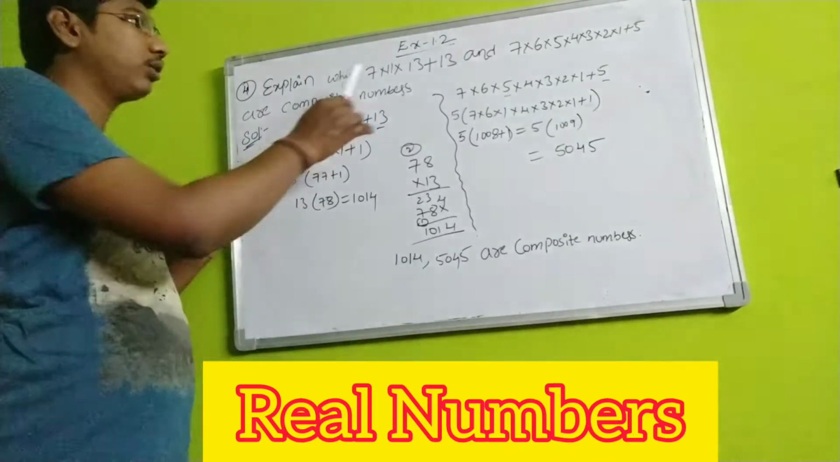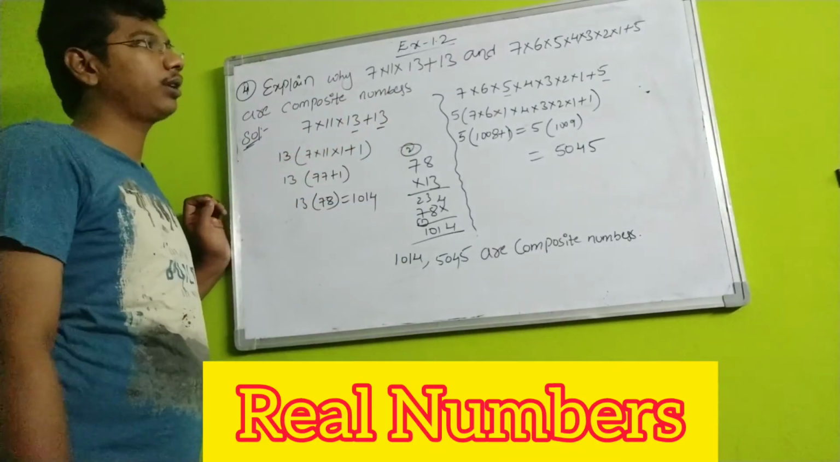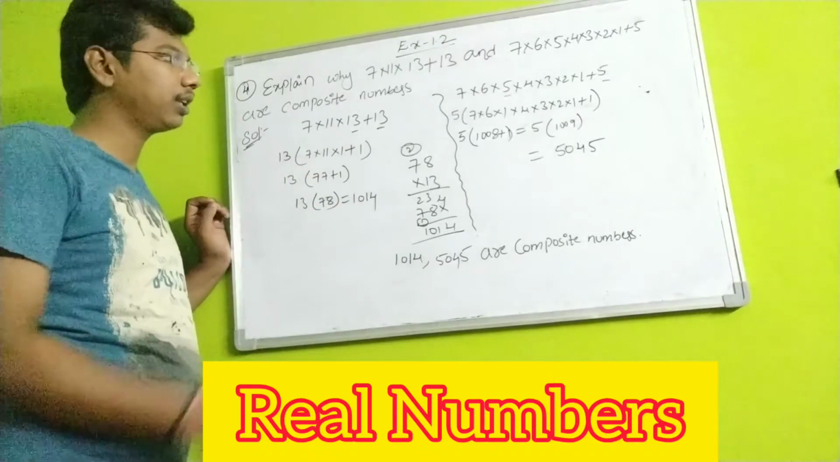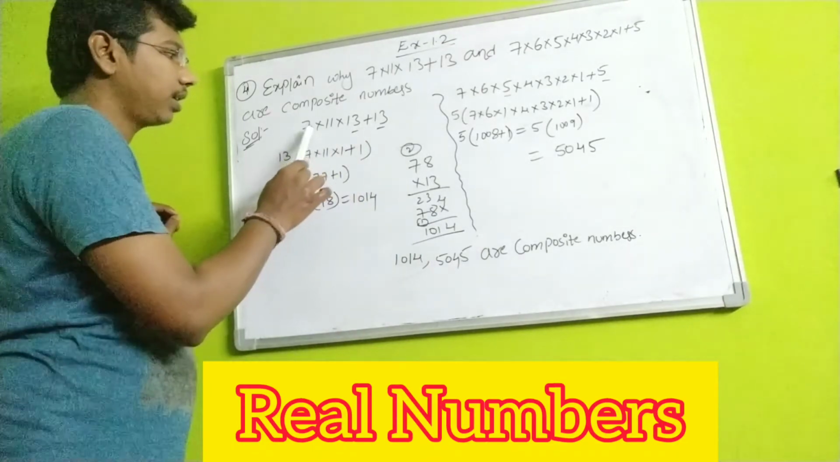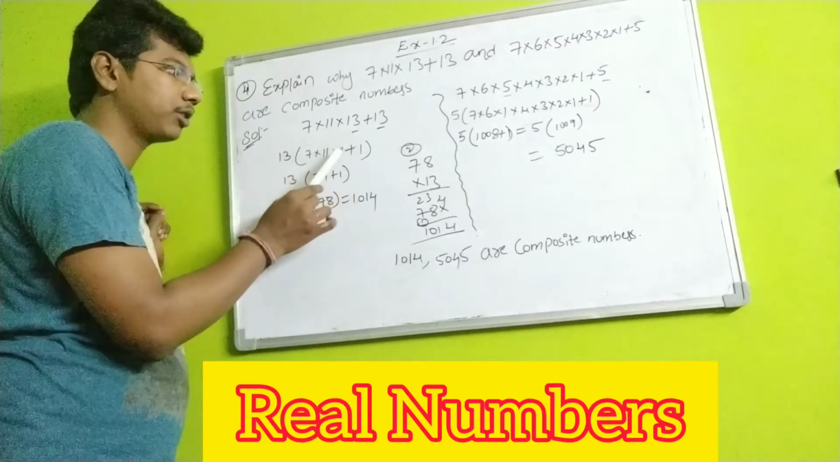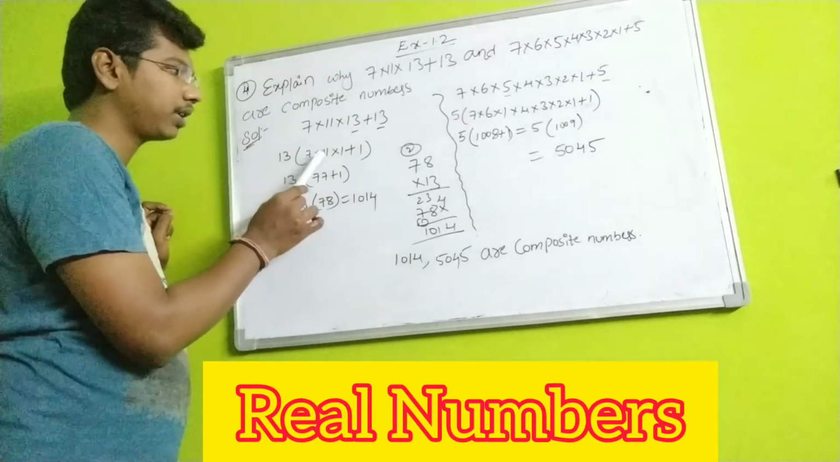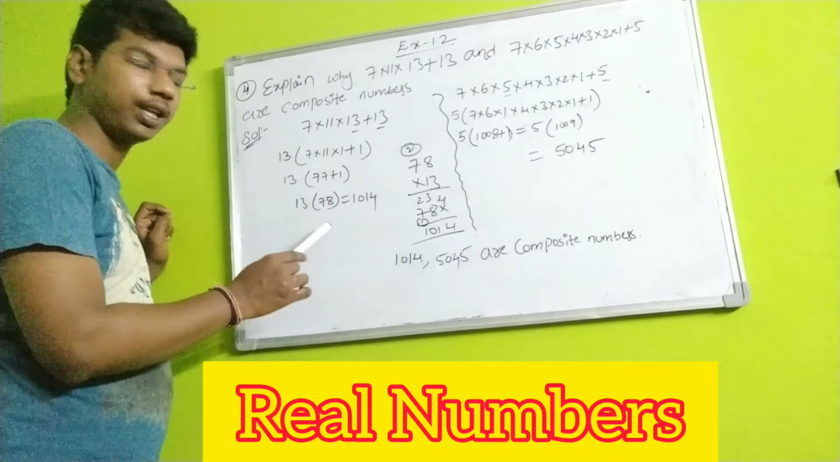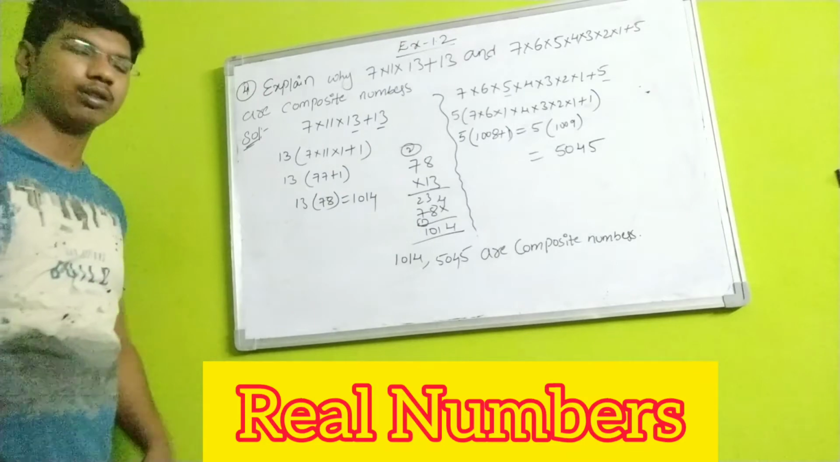Students, there are two conditions. Take the first condition: 7 × 11 × 13 + 13. You can observe clearly that 13 is common, so take 13 common. The left numbers are 7 × 11, and since 13 is taken common, the remaining term is 1, so plus 1. Now multiply 7 × 11 is 77, 77 plus 1 is 78. Multiply 13 × 78, you will get the final answer, students, 1014.